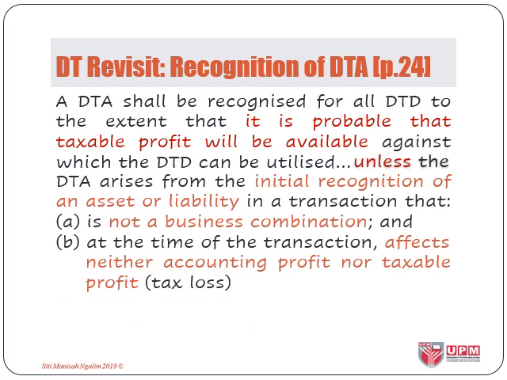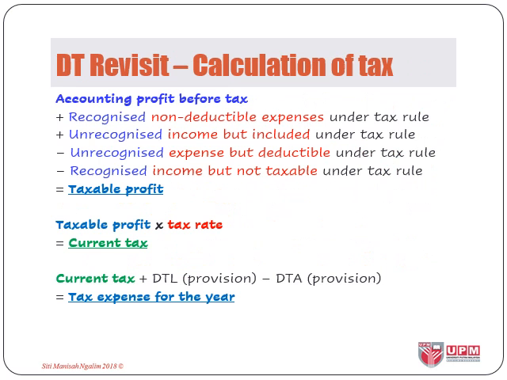This applies unless, like DTL, the DTA arises from the initial recognition of an asset or liability which is not part of a business combination. So whenever an entity recognizes an asset or a liability for the first time in that year, it shall be excluded from the calculations of deferred tax. And similar with DTL, at group level or at consolidation, the acquirer still needs to recognize that DTA if it is believed that future taxable profit will be available. When DTA or DTL is identified and calculated, it shall be included in the determination of the current year's tax expense, where the current tax, which is calculated from taxable profit, will be adjusted with the DTA and DTL.